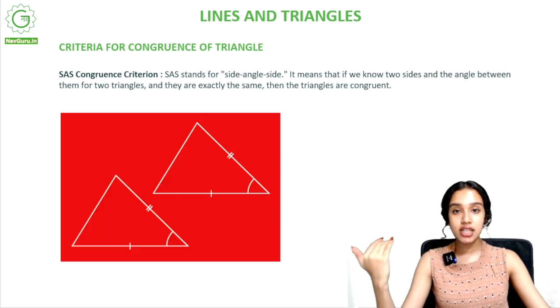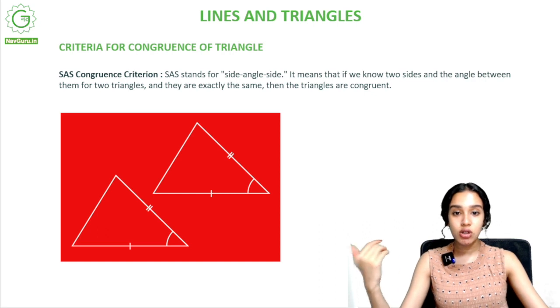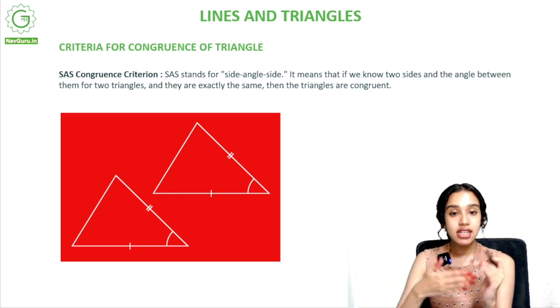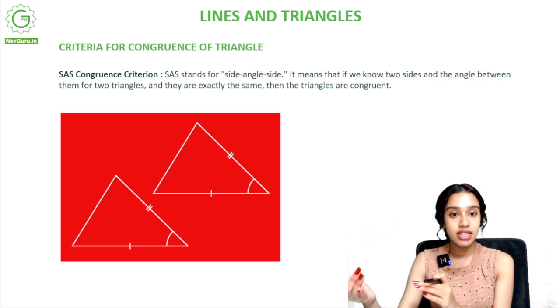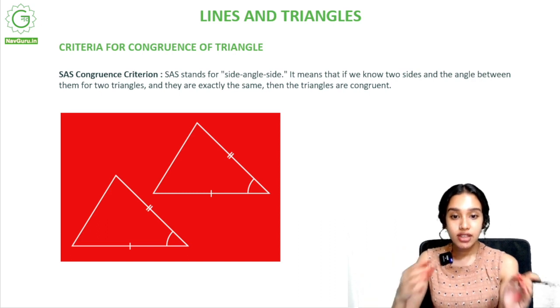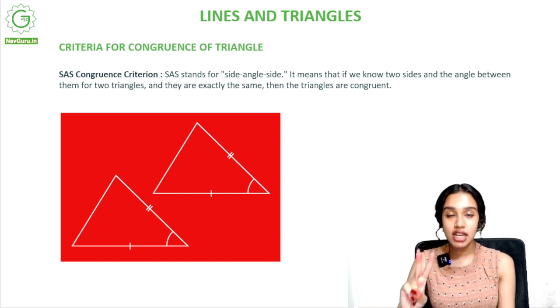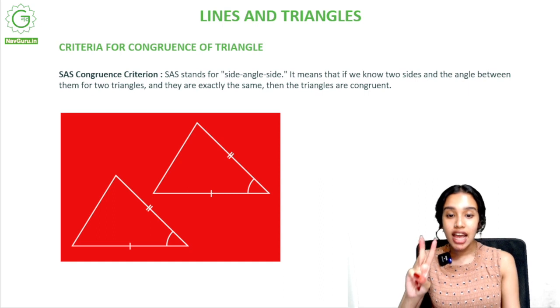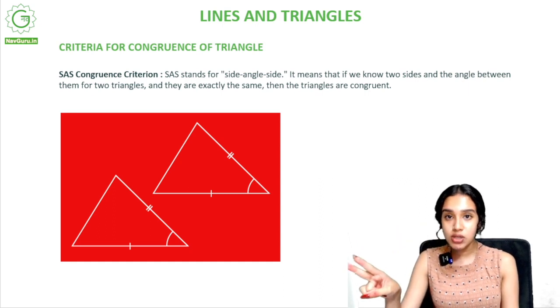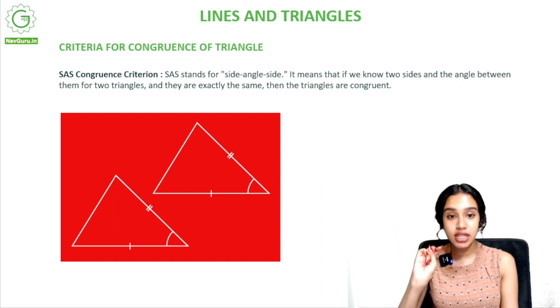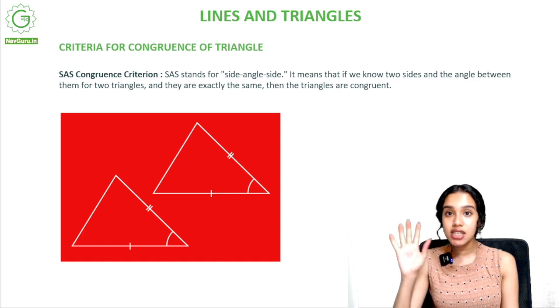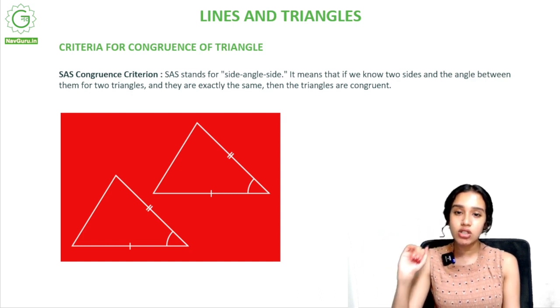Now, there is another criterion which is called the SAS congruence criterion. SAS stands for side, angle, side. What does it mean? It means that if two sides of one triangle are equal to two sides of another triangle, and the angle between those two sides is also equal in these triangles, then these two triangles are congruent triangles.